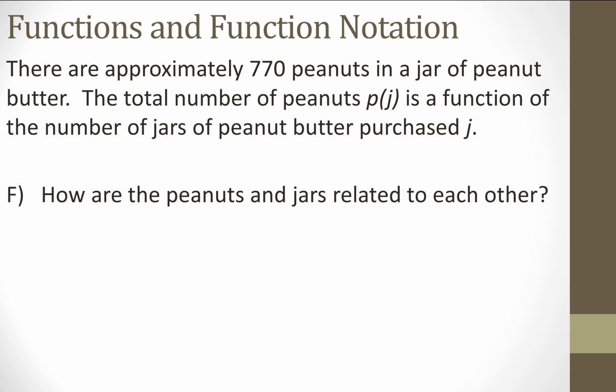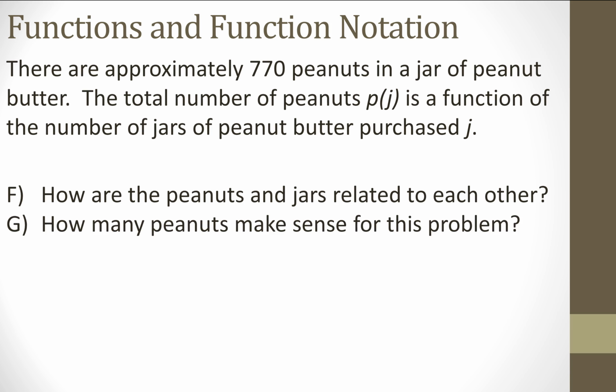And we're back. So let's talk about this: there are approximately 770 peanuts in a jar of peanut butter. The total number of peanuts, P of J, is a function of the number of jars of peanut butter purchased, J. So J for jars. And P of J is the number of peanuts that are in those jars of peanut butter, approximately. So how are the peanuts and jars related to each other? Well, the more jars you have, the more peanuts you have. Cool. So if you have my notes, you're going to write down the answers that we're talking about.